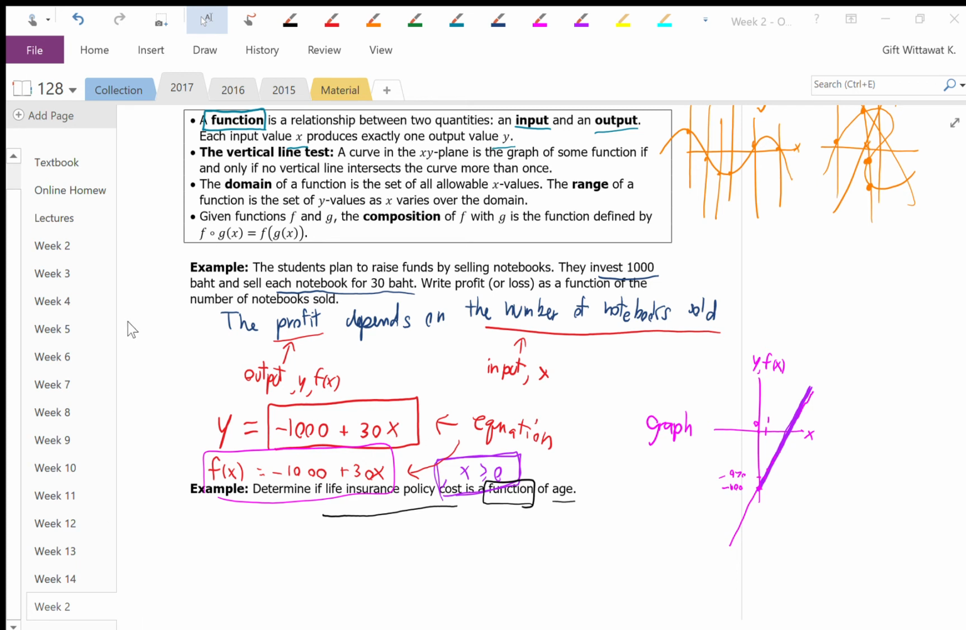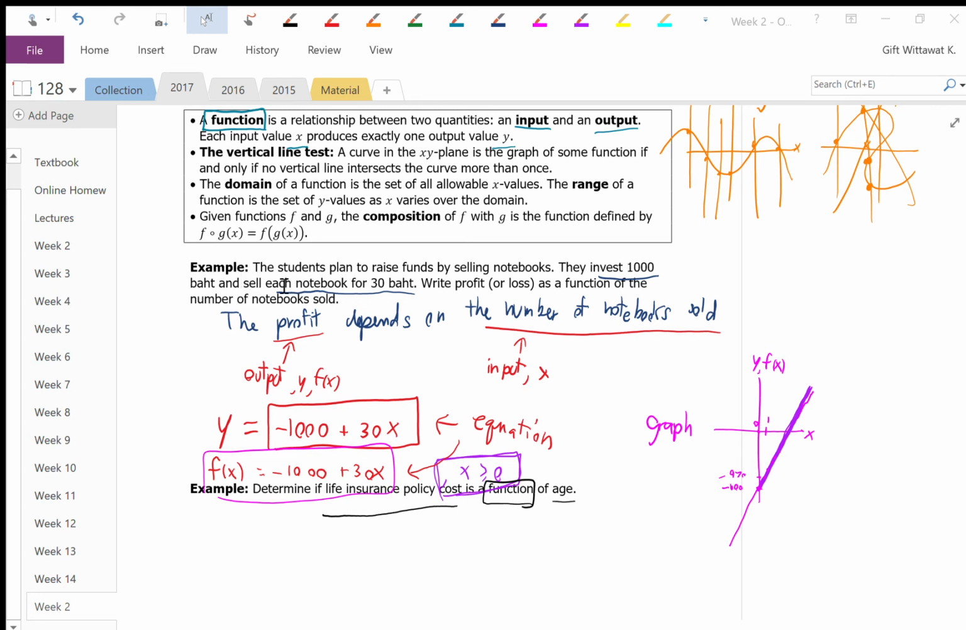So I'm just going to Google that real quick. Let's see, life insurance cost by age. Okay, voila. So I'm just going to take this example. You can kind of see the older you are, the higher the cost of life insurance because, well, the older you are, the less likely you are to live as long as when you are younger. So let's just put it that way.